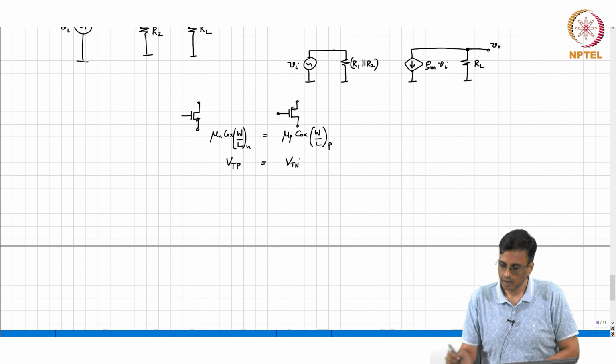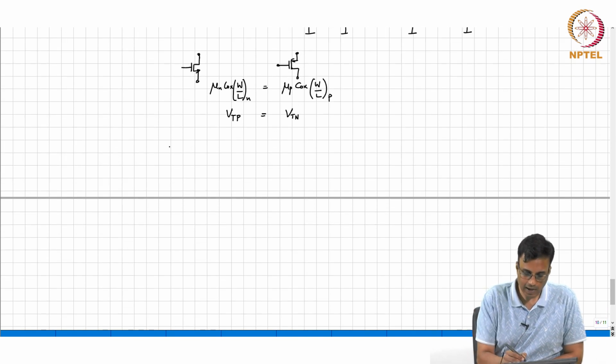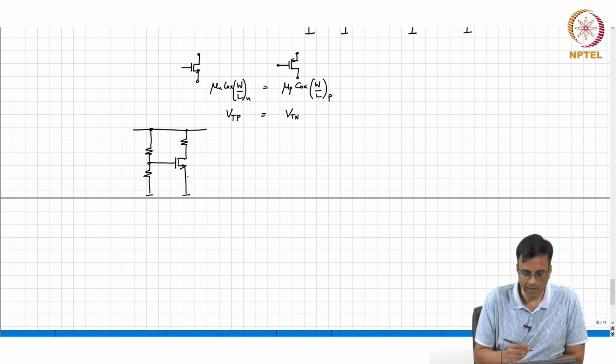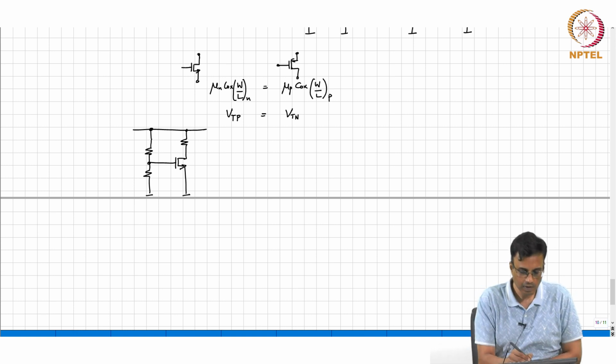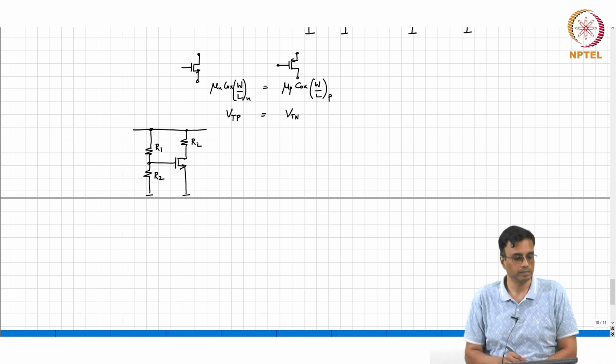Okay. Now, I want to just point out something. So, let us say we have an NMOS circuit, something like this. Okay, this is just an example. Say R1, R2, RL. This is some VDD.